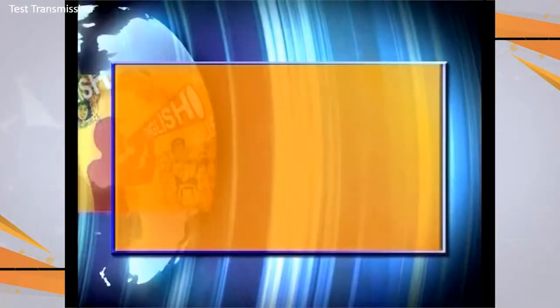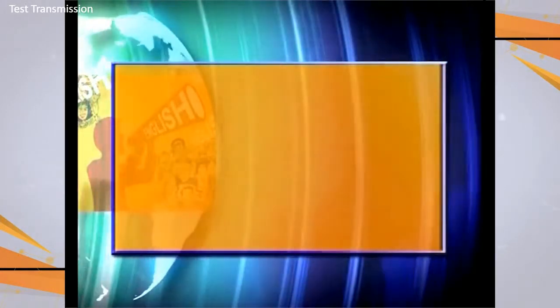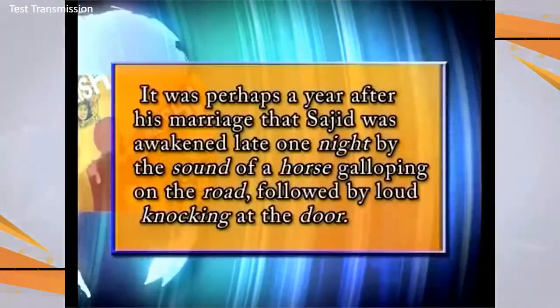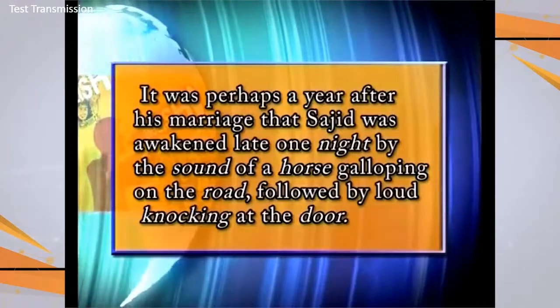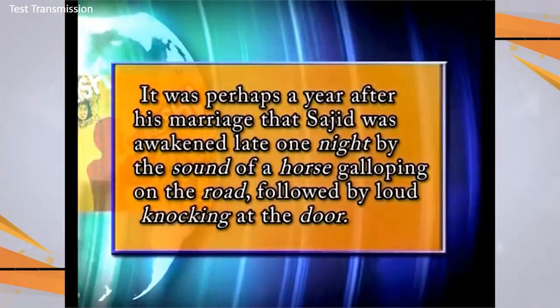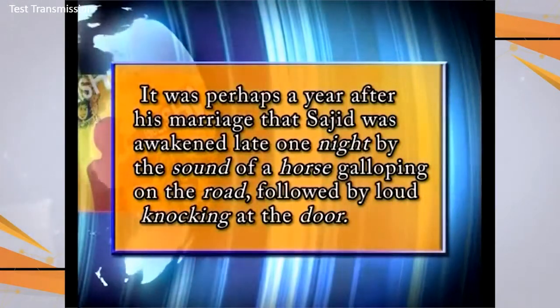Right, dear students, a noun is the name of a person or thing, and you are seeing a passage on the screen. In this passage, there are some italicized words. These are all nouns. It was perhaps a year after his marriage that Sajid was awakened late one night by the sound of a horse galloping on the road, followed by a loud knocking at the door. So here you can see that all these italicized words are nouns. You can ask yourself the definition of noun, and you will get the answer from the passage.